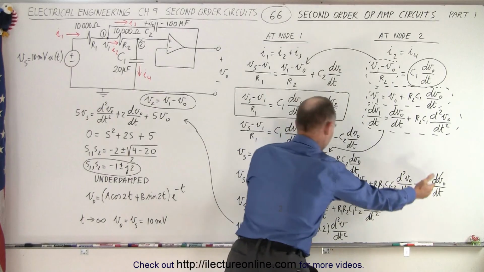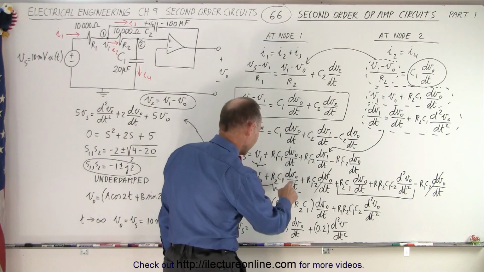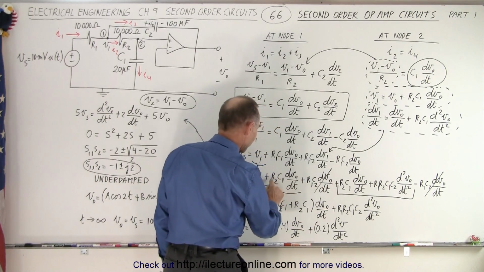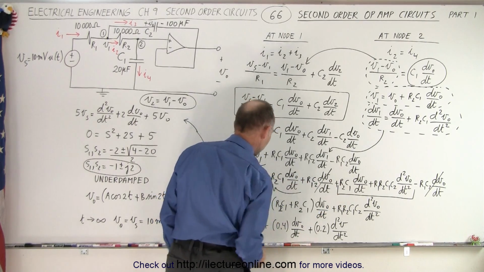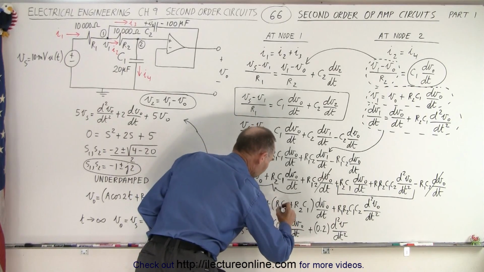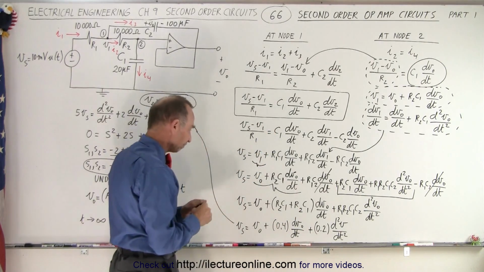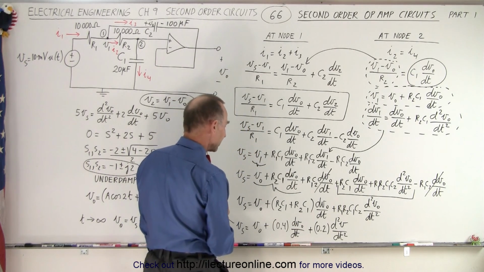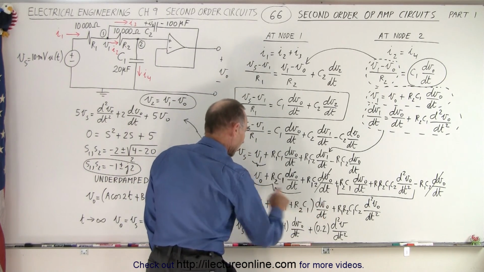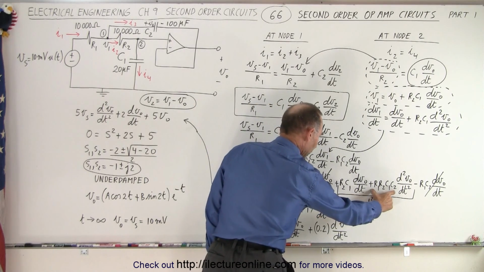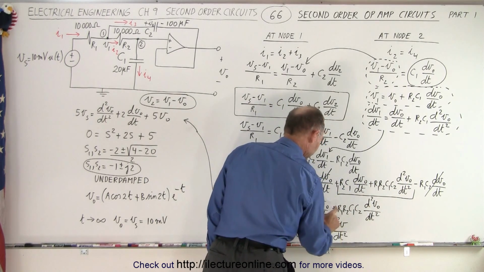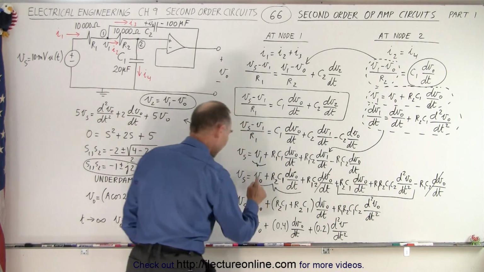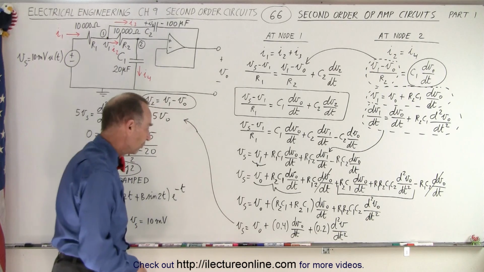So these are canceled. Now notice we have the first derivative of the output voltage here and here. Here we have an R2C1 and an R2C1. So that becomes R2C1 plus R2C1 times the derivative of the output voltage with respect to time. That's over here. And here we have R1 R2 C1 C2 times the second derivative, which is over here. These two are combined, and we have the output voltage.